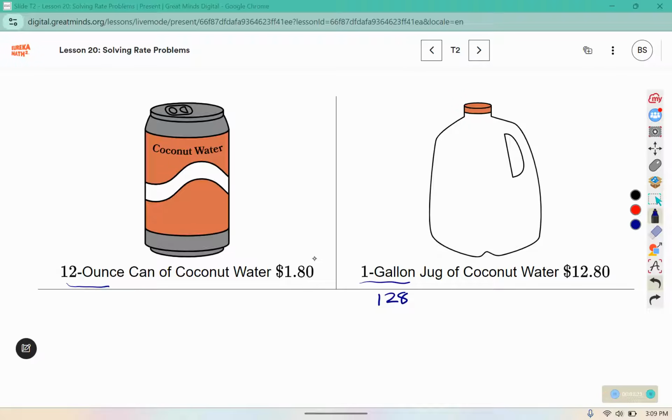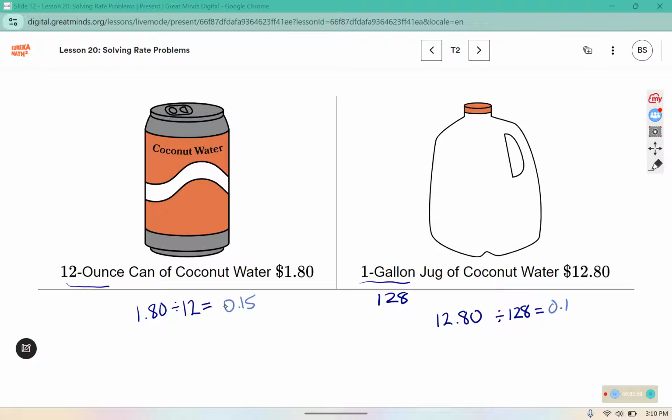So to figure out the unit rate for this one, we would do 180 divided by 12 ounces because we want the cost per ounce. And over here, we're going to do $12.80 divided by 128. The first one comes out to 0.15, and the second comes out to 0.1. Keep in mind, this is 15 cents per ounce. This is not 1 cent per ounce, it's actually 10 cents per ounce.